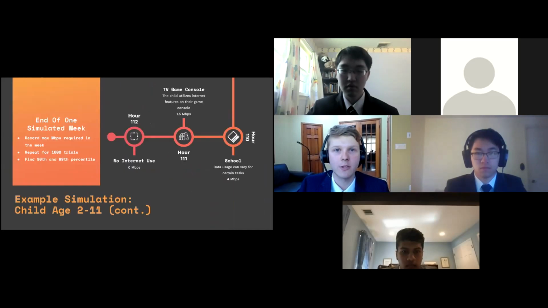We then fast forward to the end of the simulation, where at hour 110, the child has school again and uses 4 megabits per second. Note that this is different from the demand in hour 1, as data usage can vary even when doing the same task. This type of simulation was repeated for 1,000 trials, giving us 1,000 values for the max megabits per second required in a week. The 90th and 99th percentiles represent the bandwidth required for 90 and 99% of the simulated household's demand.